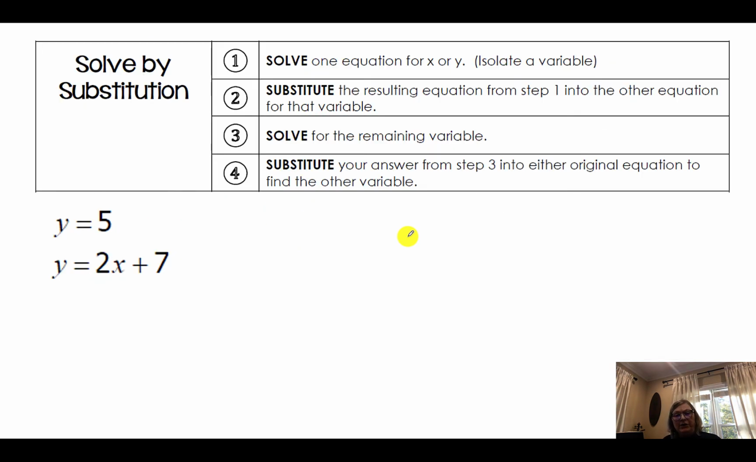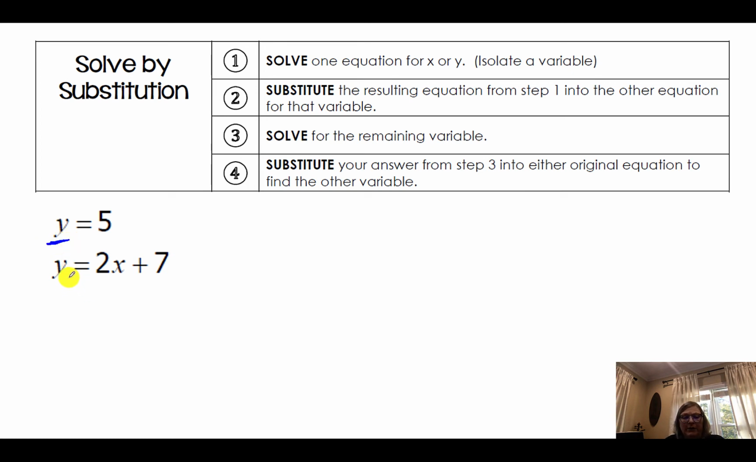Now if we wanted to do it algebraically to begin with, because the algebra part's pretty fun, your first step is to solve one of the equations by isolating a variable, either x or y. Then you substitute the resulting equation from step 1 into the other equation. Then you solve, and then you substitute your answer from step 3 back into either equation to find the answer for the other variable. In this case, it was done for us already. So y equals 5 is easy to substitute. And the reason I can do this, fundamentally, are just the laws of algebra.